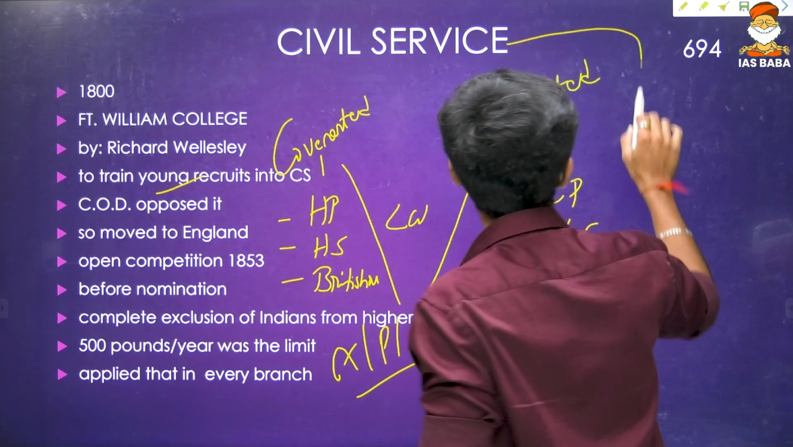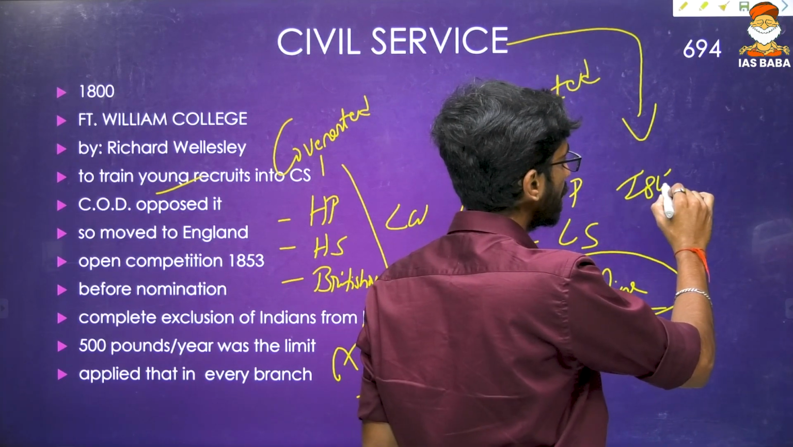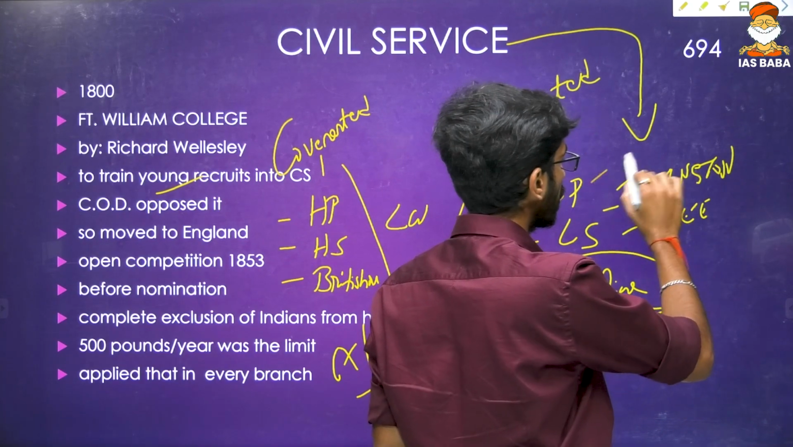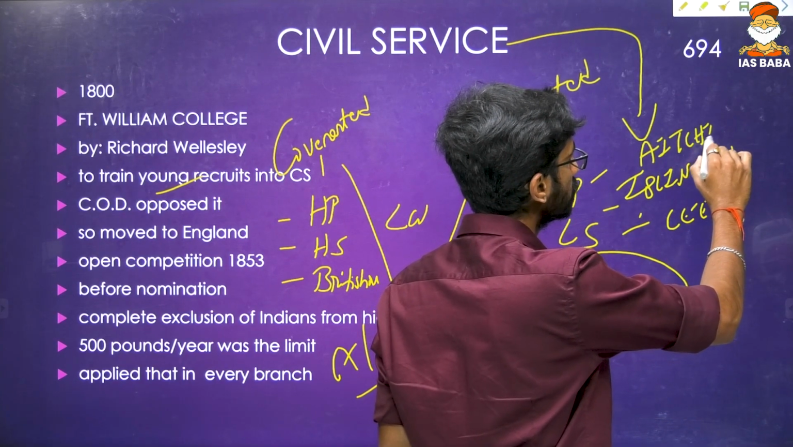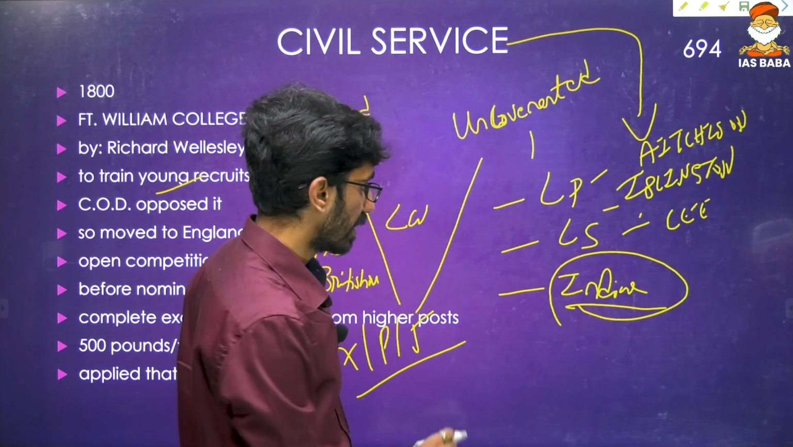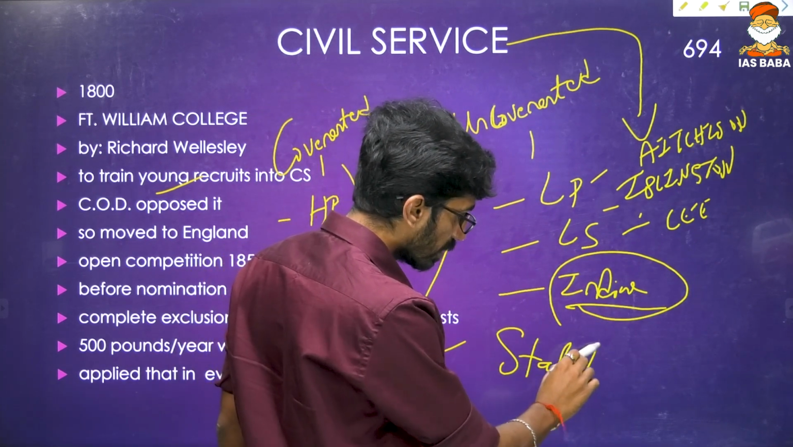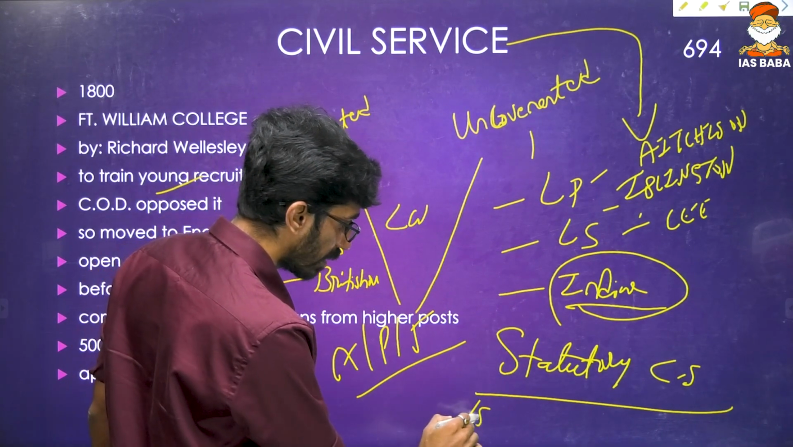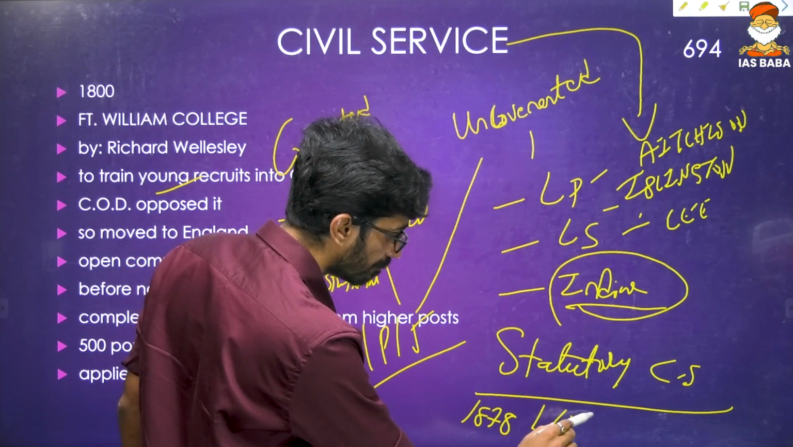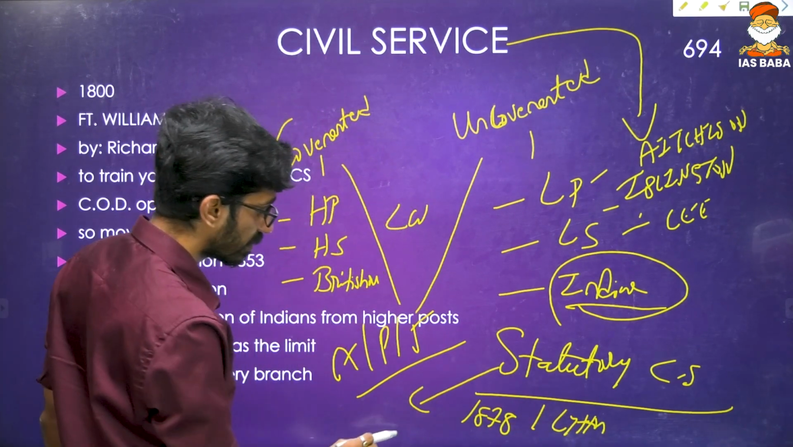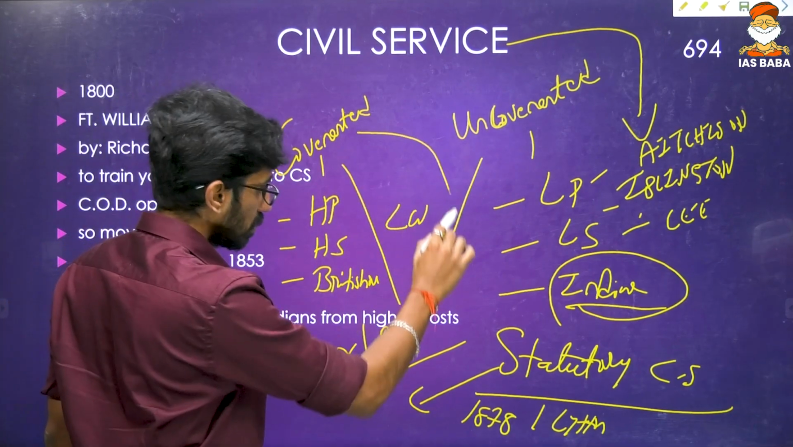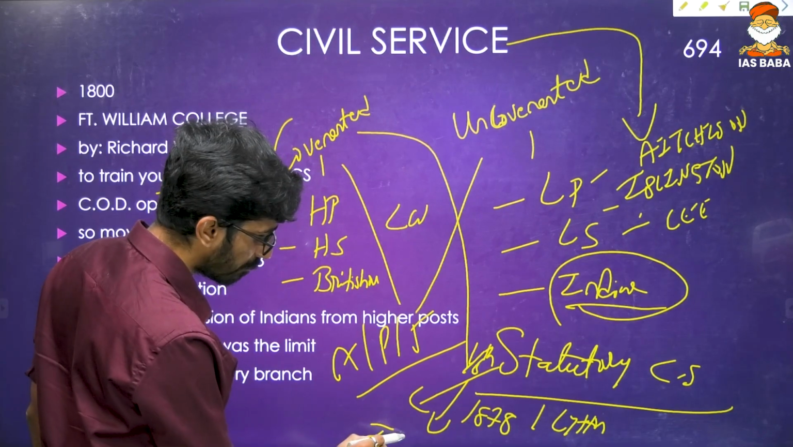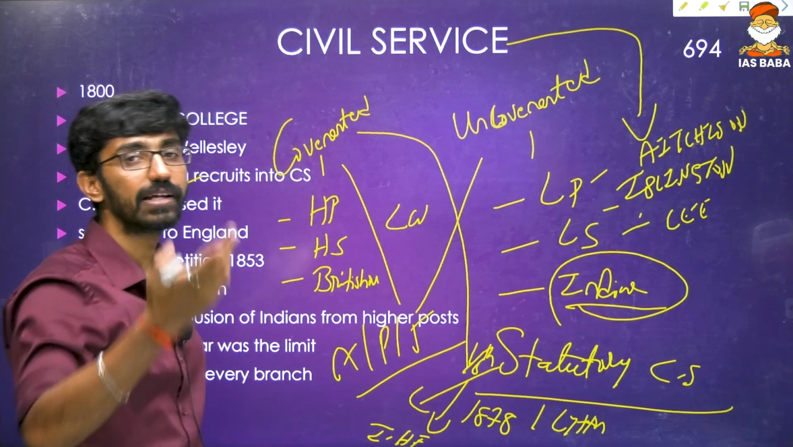And some civil services committees were there. We can talk about the Islington Committee, the Lee Committee, the Aitchison Committee. Some civil services commissions. One more civil services reform we can talk about: statutory civil services. Statutory civil services were brought in 1878 by Lytton. And what is the statutory civil services? One-sixth of the covenanted posts will be reserved for Indians of high family, high caste, high family Indians.